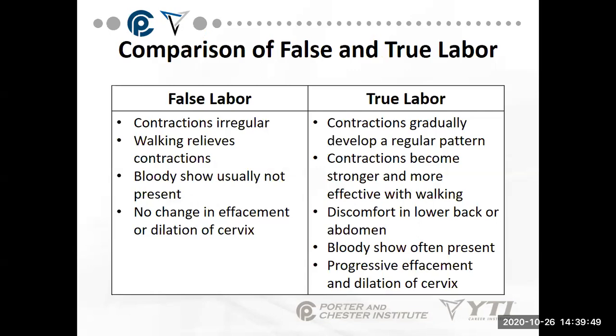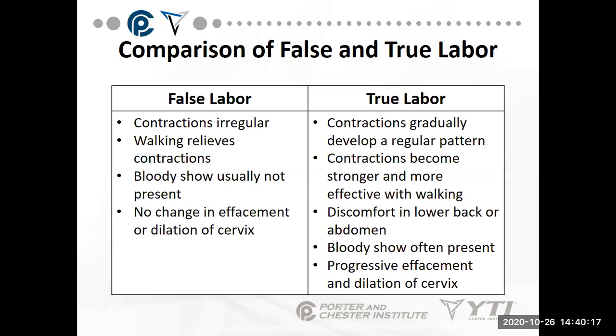So when you're looking at a comparison of false and true labor, this is a good chart to compare. This is something I want you to read on your own and look at. So when you're comparing false labor versus true labor, you want to keep that in mind. For example, with false labor contractions are irregular, and with true labor, contractions gradually develop a regular pattern.